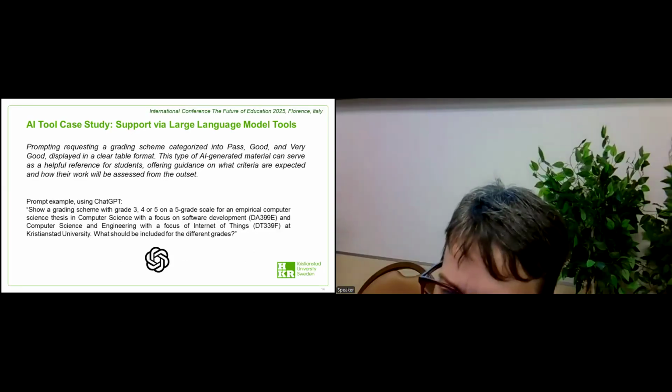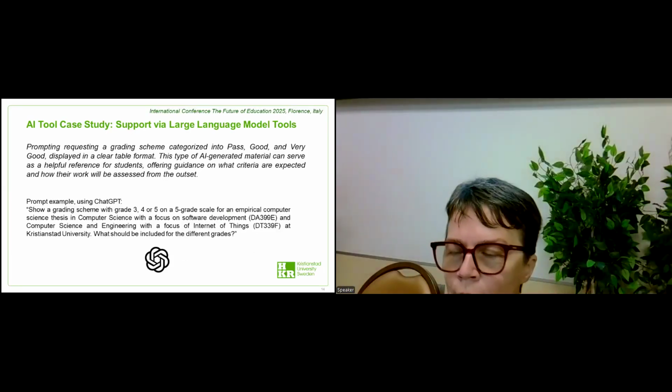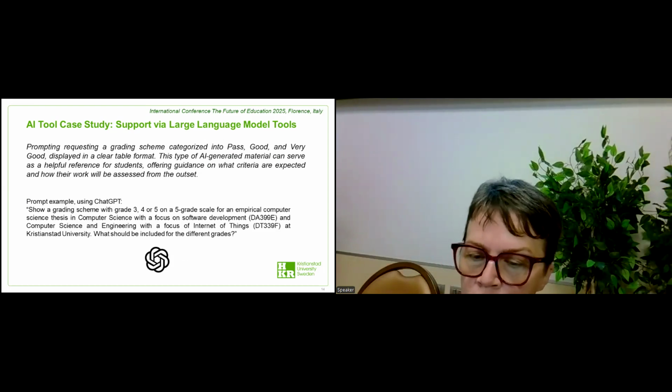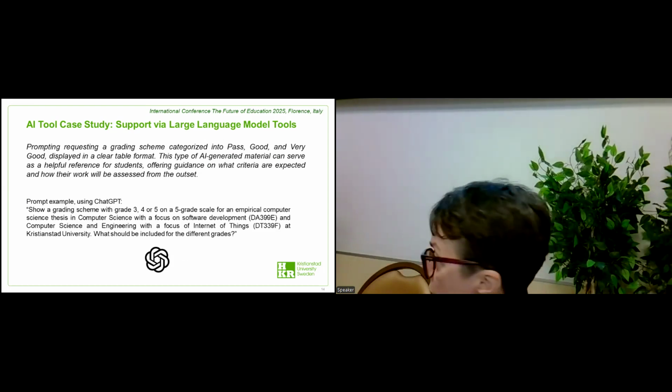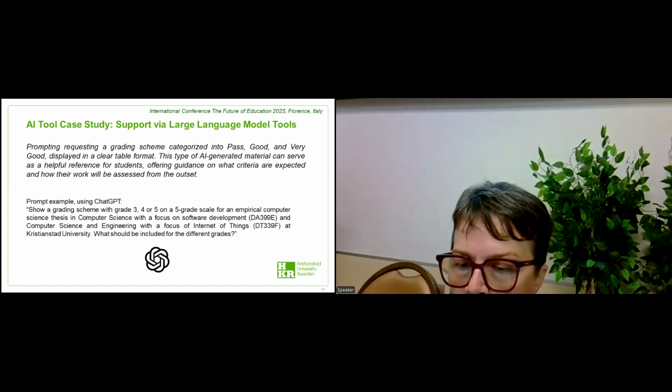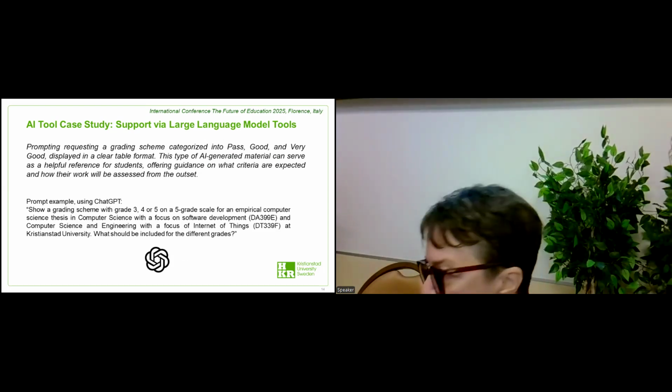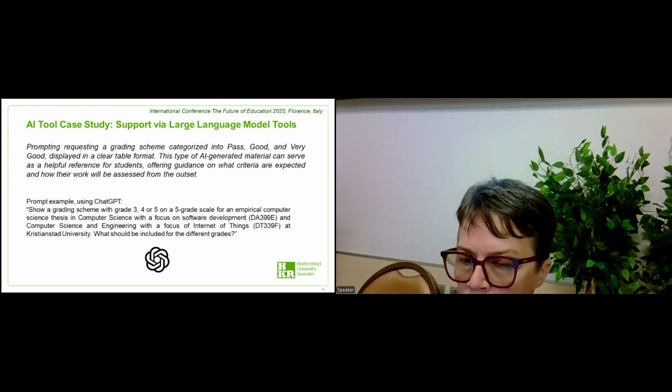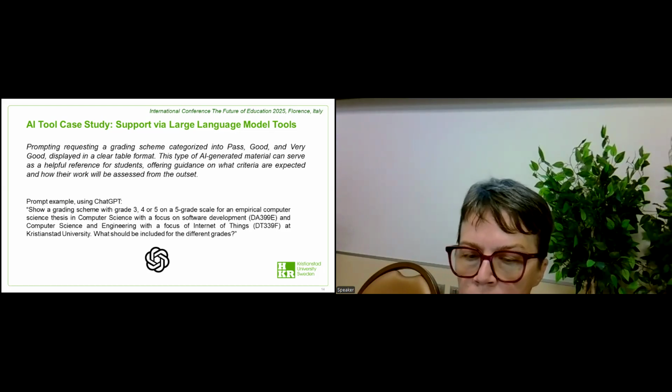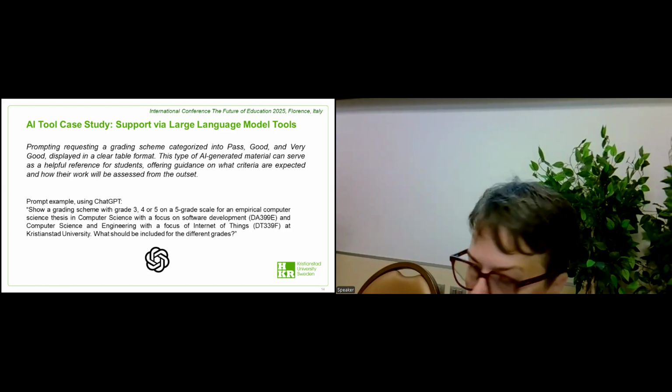Now, AI tool case study. So here is an example of a prompt. Show a grading scheme with grade 3, 4, 5, because that is what we use. So it's pass with distinction, and we have 3, 4, 5 here. So software development and these courses. So what does it generate?